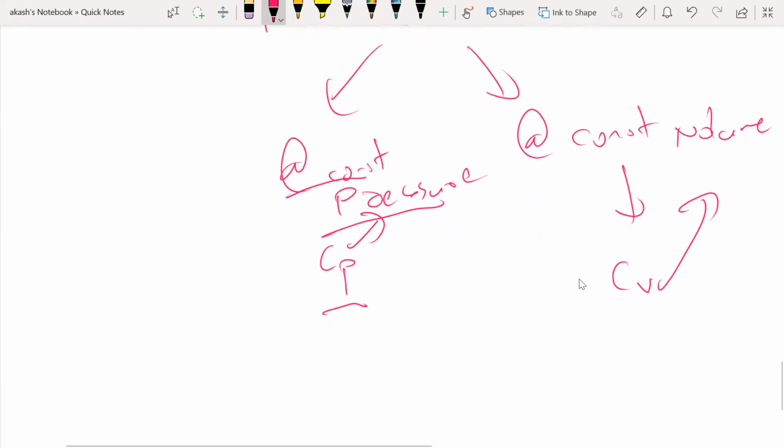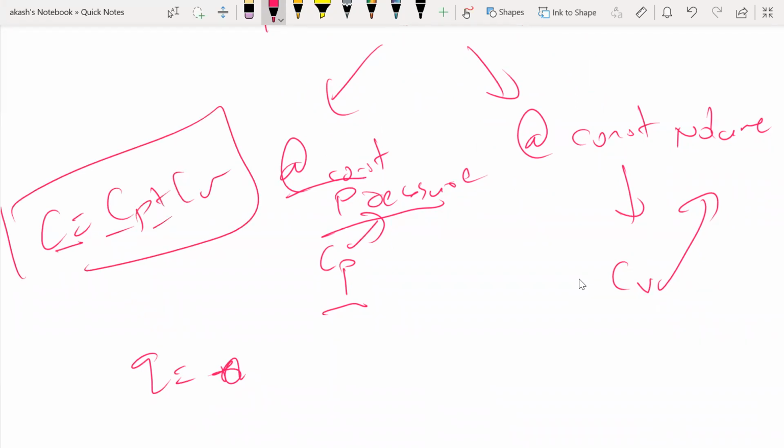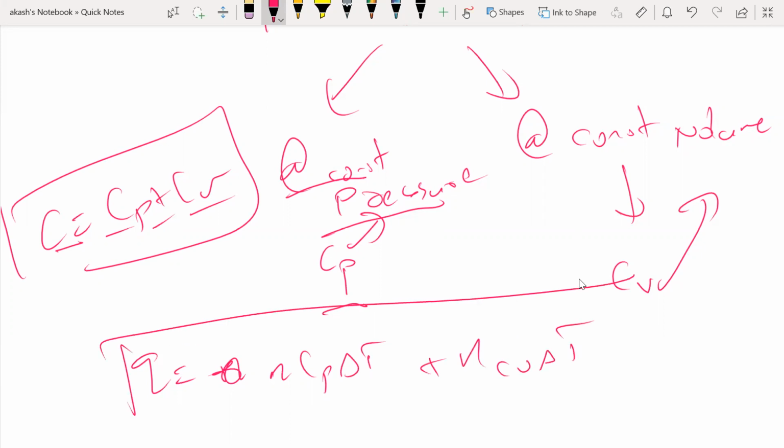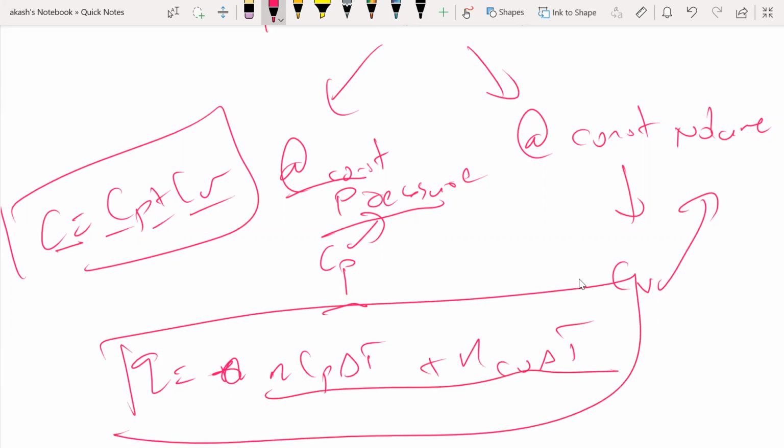Okay. So we will be able to write one more equation for Q in terms of your molar heat capacity. So you can write overall Q will be equal to n Cp delta T plus n Cv delta T. This is a very important equation. Okay, Q is equal to n Cp delta T plus n Cv delta T.